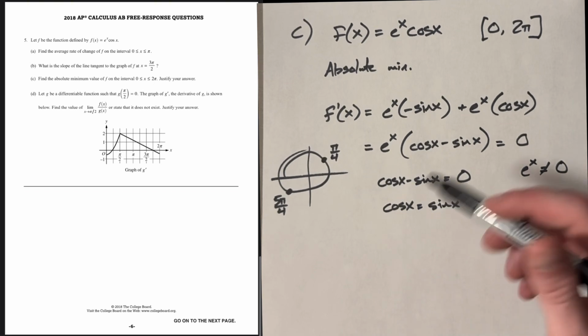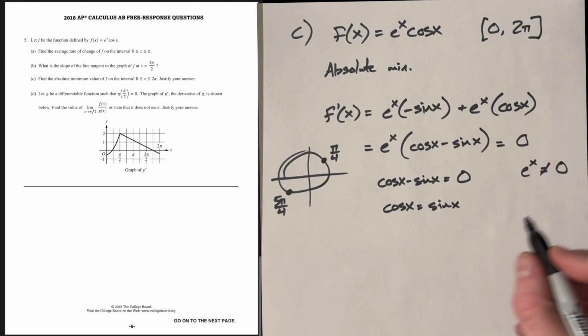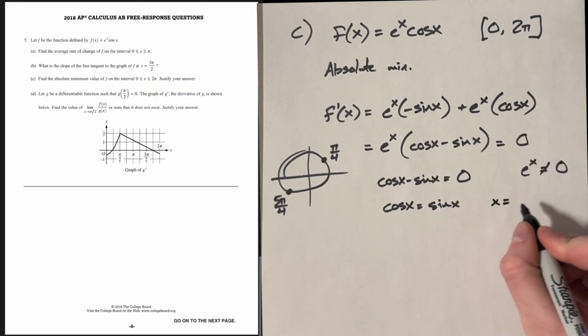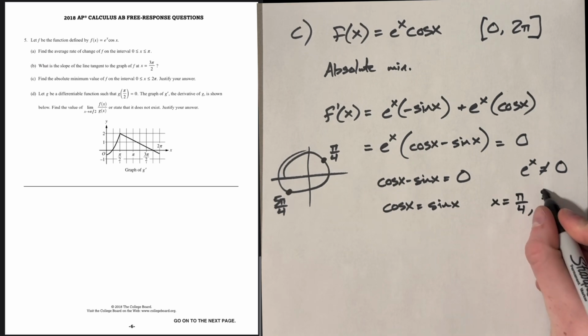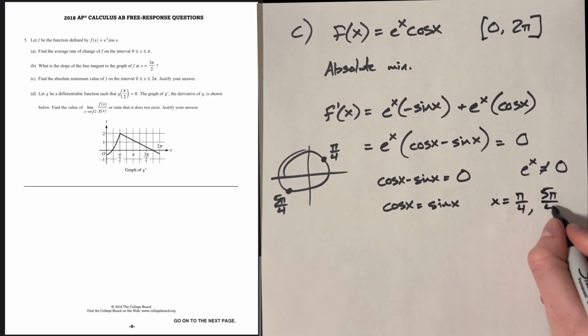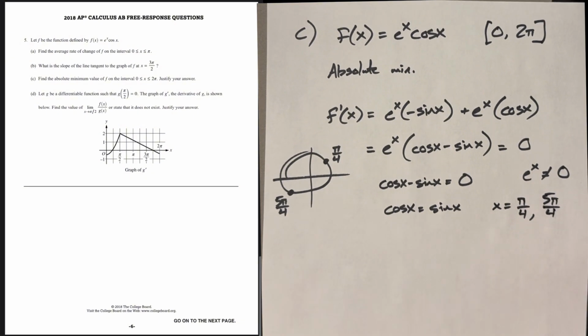So, looking at these values, I know my critical values are going to be x equals pi over 4 and 5 pi over 4. Those are my critical values.